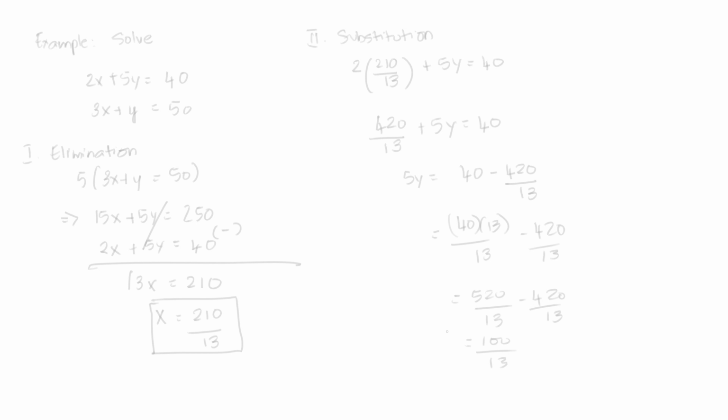So 5y is 100 over 13, divide by 5 on both sides, you'll get y is equal to 100 over 13 over 5. You flip and multiply, you'd end up getting 20 over 13. Therefore the solution here is x is 210 over 13 and y is 20 over 13.